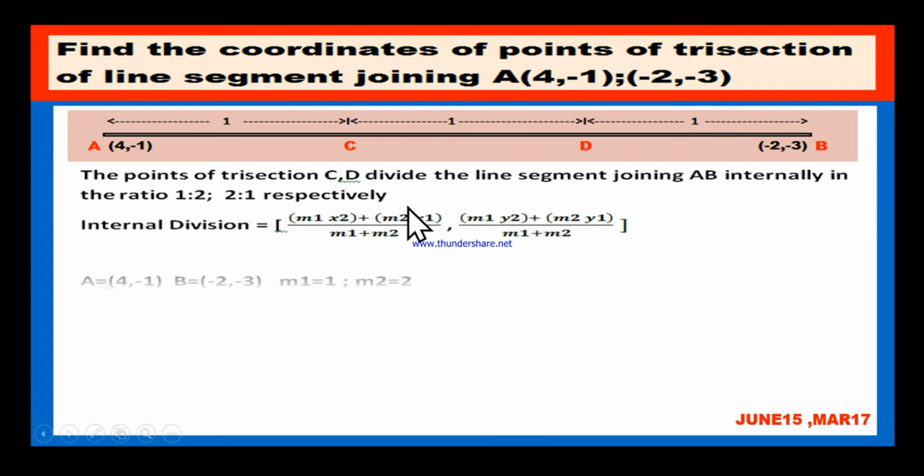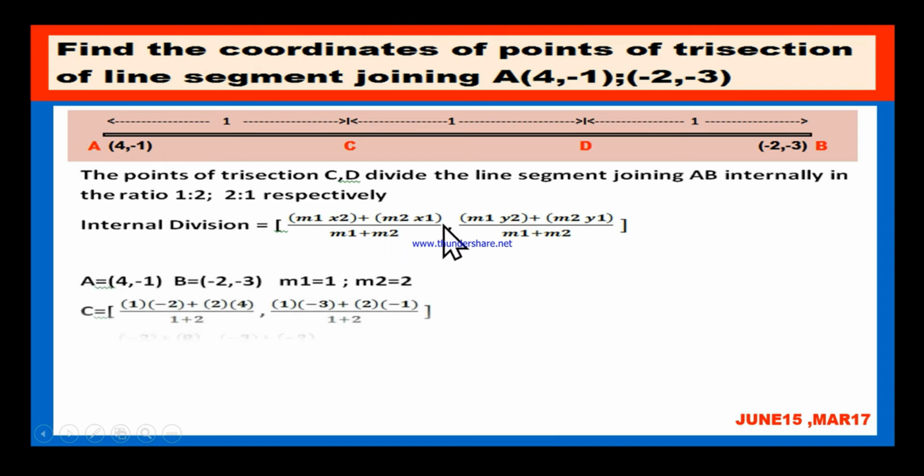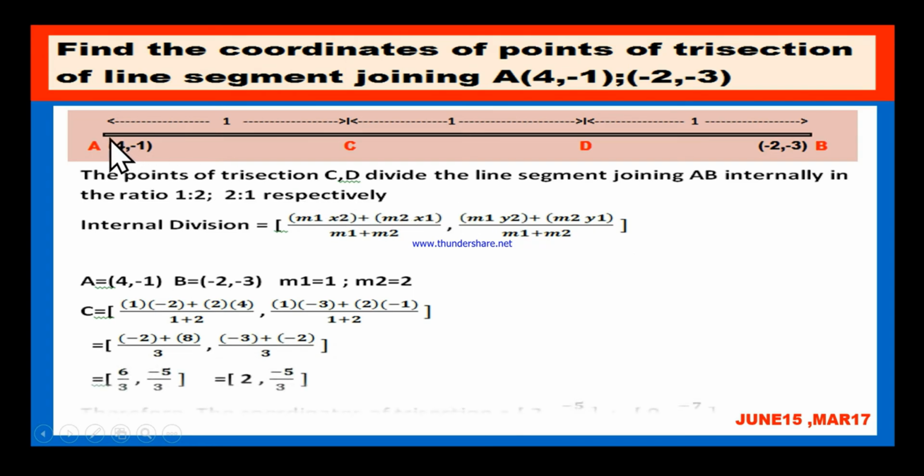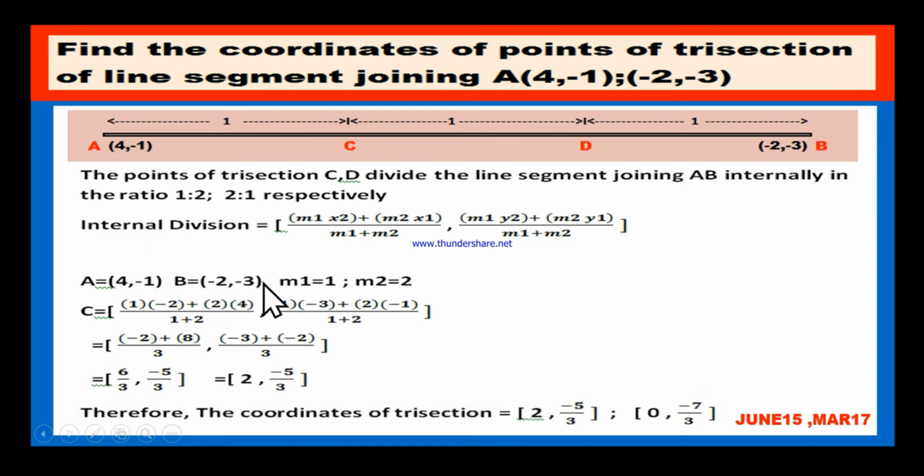Now the formula to find internal division: (m1x2 + m2x1) by (m1 + m2), (m1y2 + m2y1) by (m1 + m2). Here we know the values: coordinates of A are 4, minus 1 as x1, y1, and the coordinates of B are minus 2, minus 3 as x2, y2. First of all, let us find the coordinates of C. Coordinates of C means the internal division ratio is 1:2. Therefore, m1 is equal to 1 and m2 is equal to 2. Let us substitute these values in the formula.